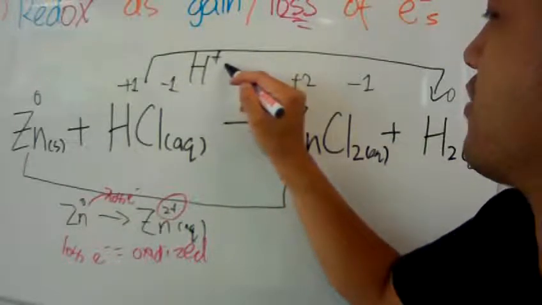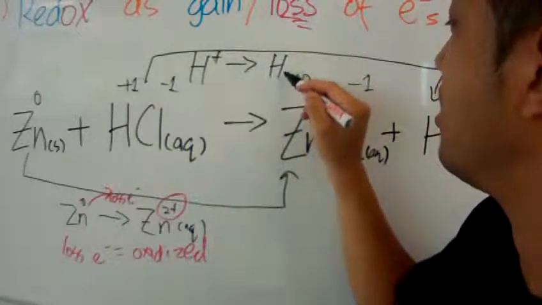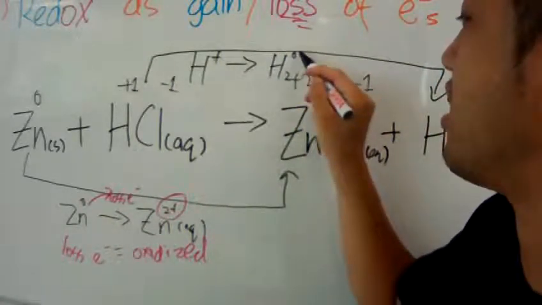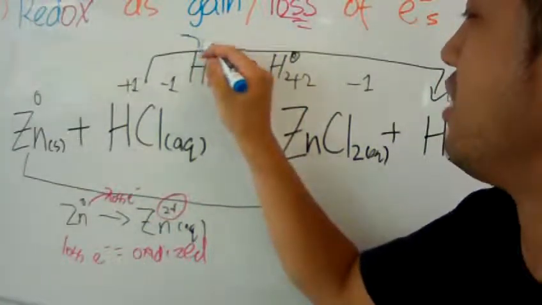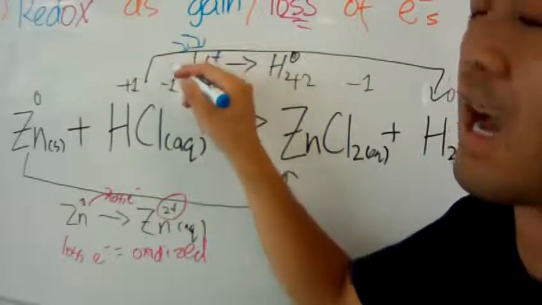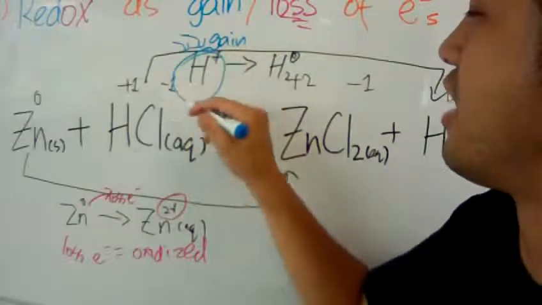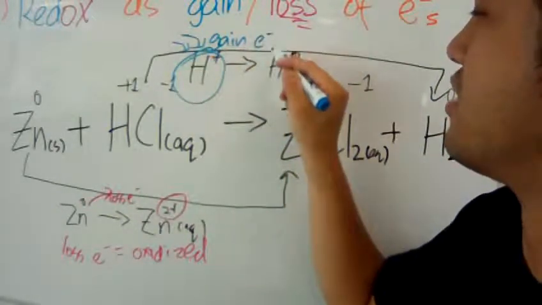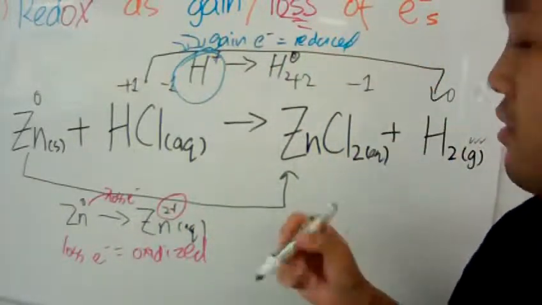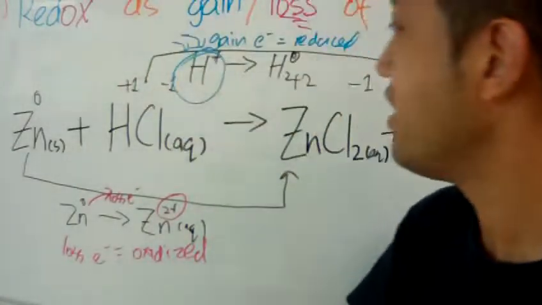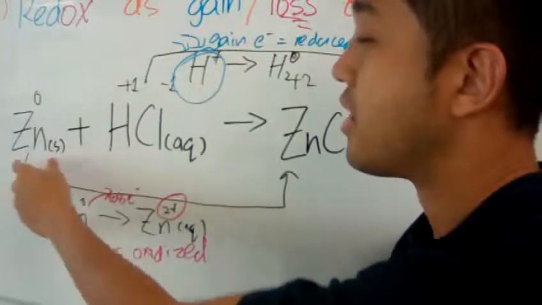Hydrogen has changed from H+ to H2 with a charge of 0. So what is happening here? Electrons have come into the hydrogen ion, and so what we say is that this hydrogen ion has gained electrons, and therefore it is said to have been reduced. Okay? That is basically what's happening to zinc and hydrogen.